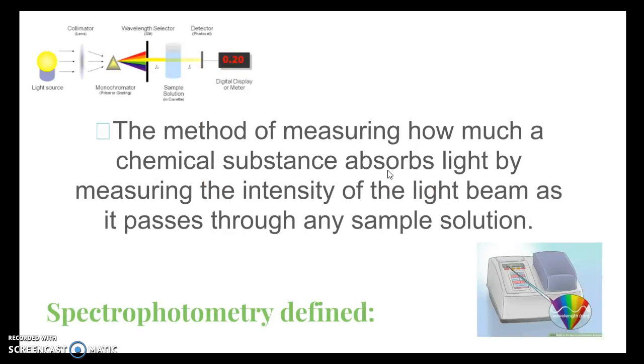Now, spectrophotometry is the method of measuring how much a chemical substance absorbs light by measuring the intensity of the light beam as it passes through the sample solution. So as the light passes through, whatever light ends up getting through is then registered by the machine and converted into a number that we can use to determine how much light has been absorbed versus transmitted.